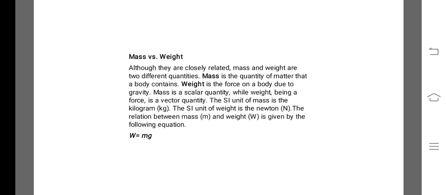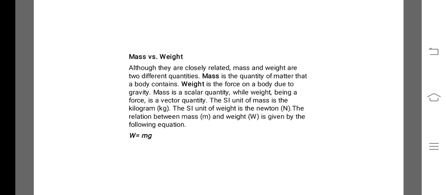The mass is the quantity of matter that a body contains. How much matter is in an object. While the weight is the force on a body due to gravity. Again, a force on a body due to gravity. So, the mass is the amount of matter, while the weight is affected by gravity.